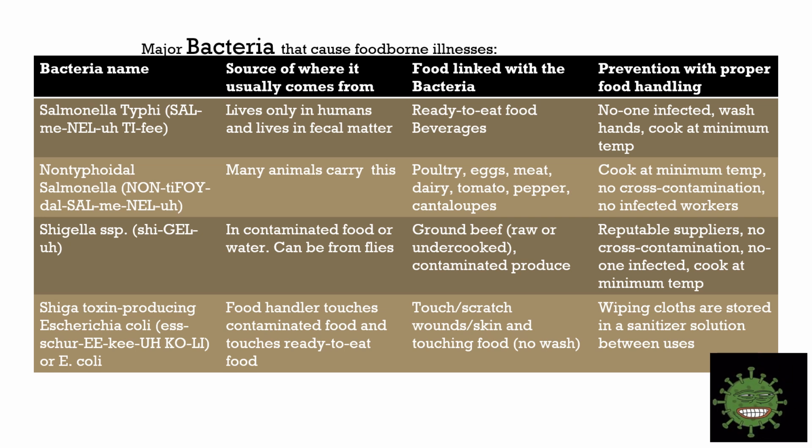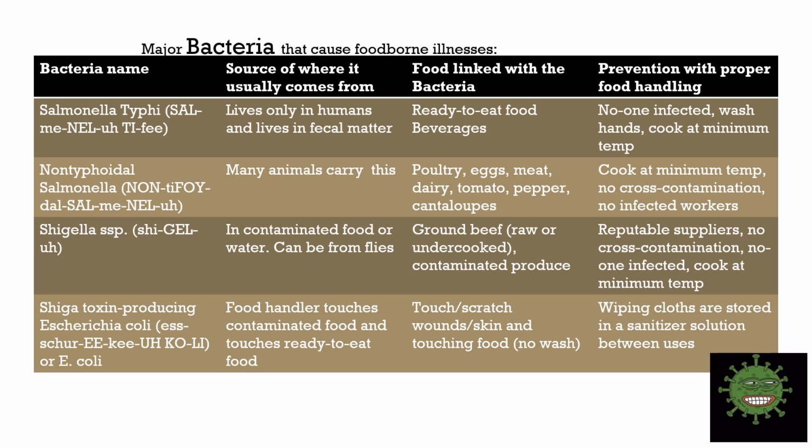The sources of where they usually come from: Salmonella typhi usually lives in humans and in their fecal matter. The foods linked with this bacteria are usually ready-to-eat foods and beverages. Prevention with proper food handling is to make sure that no one is infected. Wash hands and cook at minimum temperatures.